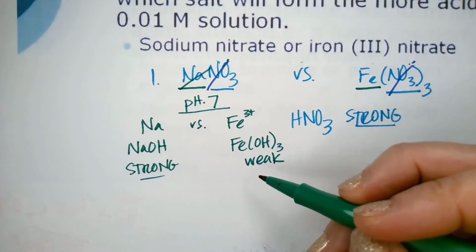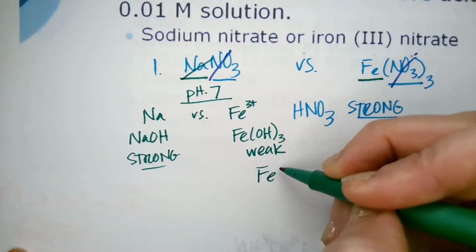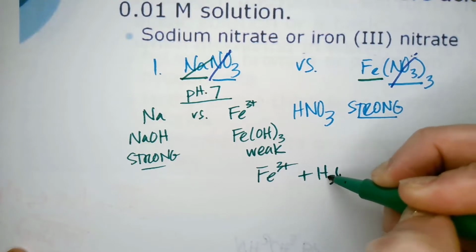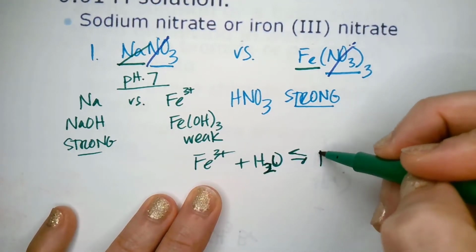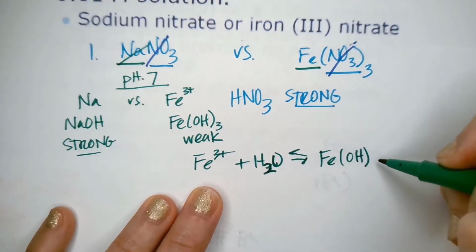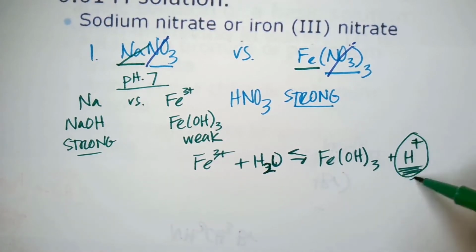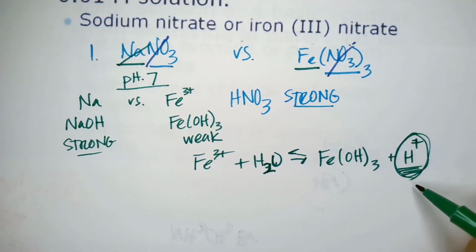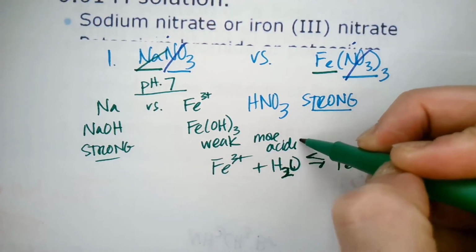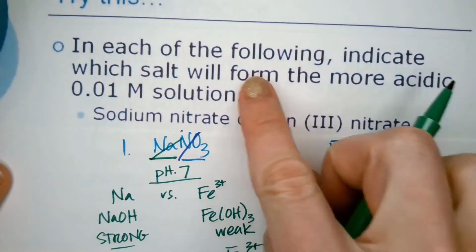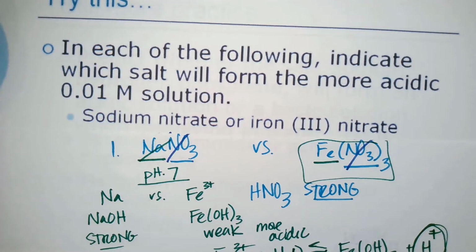And so we know that when this goes through hydrolysis, Fe3+ in H2O, and it forms Fe(OH)3, it's making those acidic protons. So yes, this is making it more acidic. And our question is asking us, which one will form the more acidic solution? Our iron nitrate will.